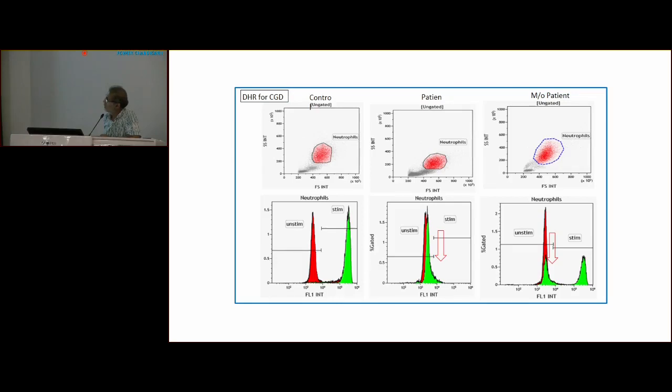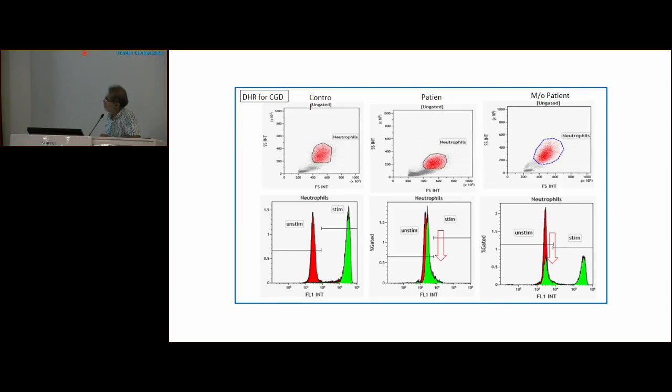So for the DHR, again, this is forward side scatter, and you see the neutrophils, which have got the highest forward scatter because they are largest in size in the peripheral blood, and they have got more granular cytoplasm. So this is a neutrophil. This is the patient. I'm sorry, he is missing here. And then again, this is a mother.